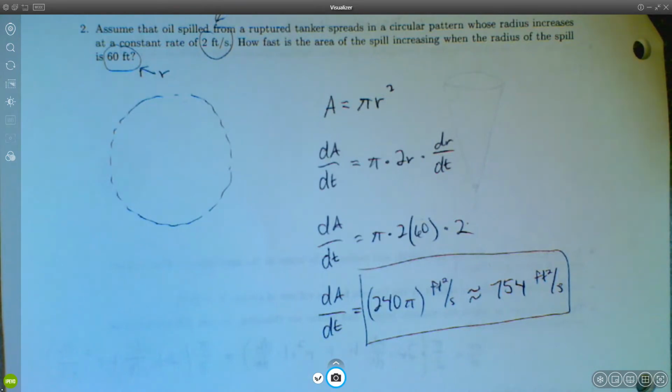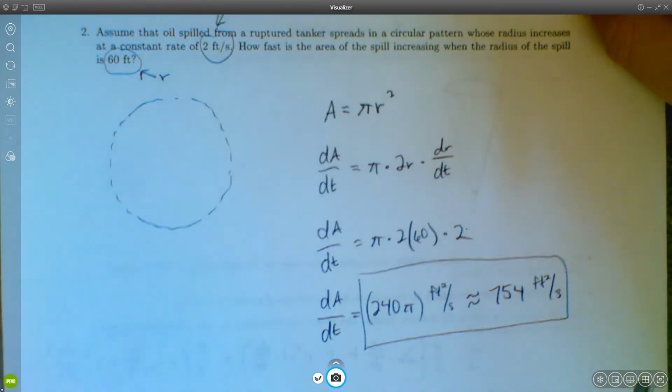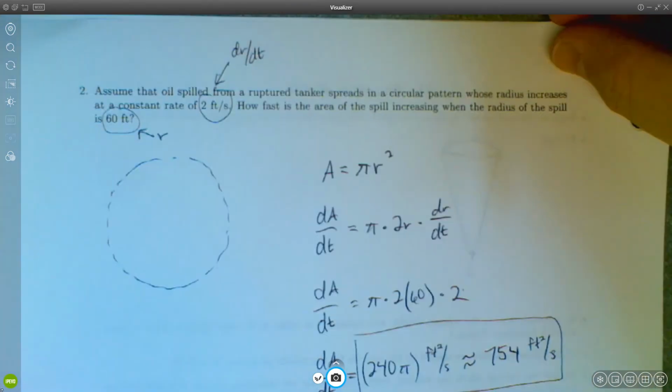I don't know if you'd be able to do this problem without calculus. I mean, maybe you could. I'd have to give it some thought. But anyway, so that's that. Let's look at another one.